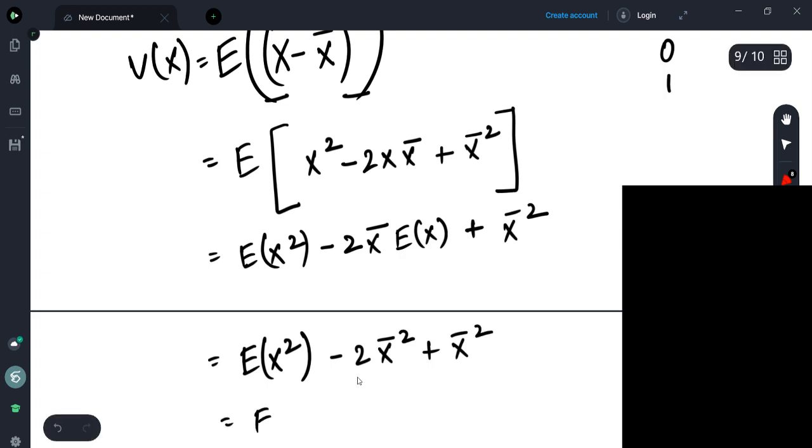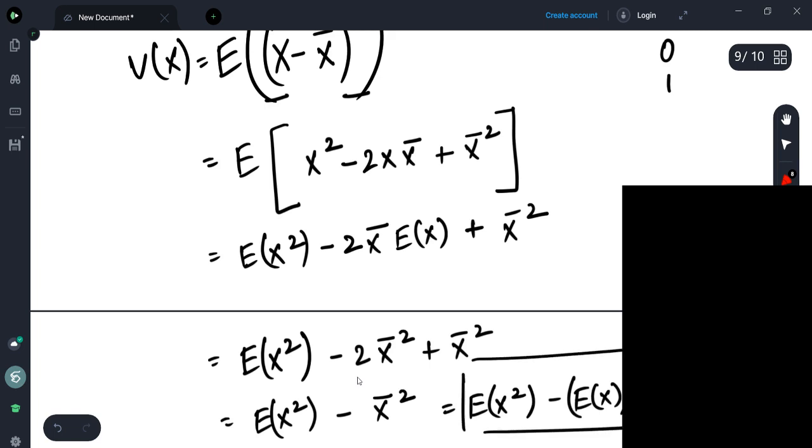So this is what? Expectation of x square minus x bar square. So this is what? Expectation of x square minus expectation of x whole square. Please copy this.